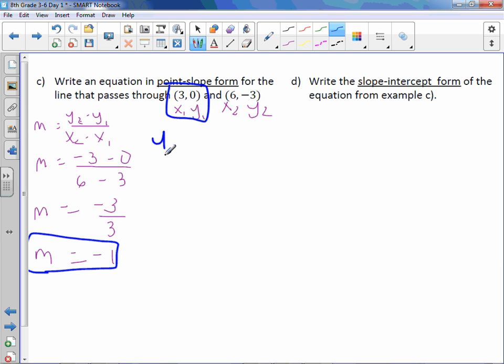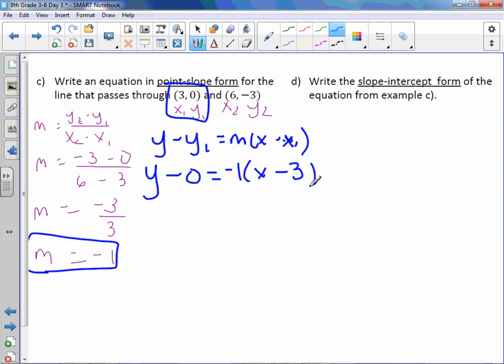We're going to go right to our point slope form. Y minus y1 equals m times x minus x1. Plug in what we know. Y minus, our y1 is 0, equals our slope, which we found to be negative 1, times x minus x1, which is 3. And no double negatives, so this is point slope form.